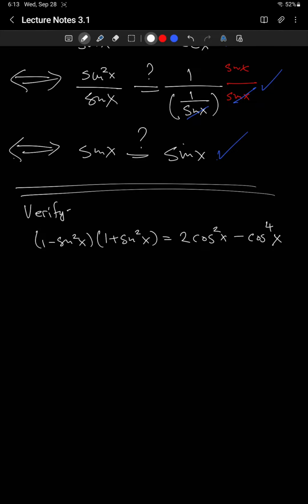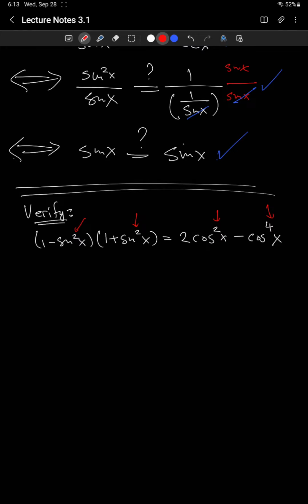Verify. All right, so there's a lot of ways we can go for this one. One thing I noticed though is I see a lot of sine squared, cosine 4th, right? So what that means is I can potentially convert everything into just sines or cosines, without having to deal with square roots, which are always a huge pain, right?